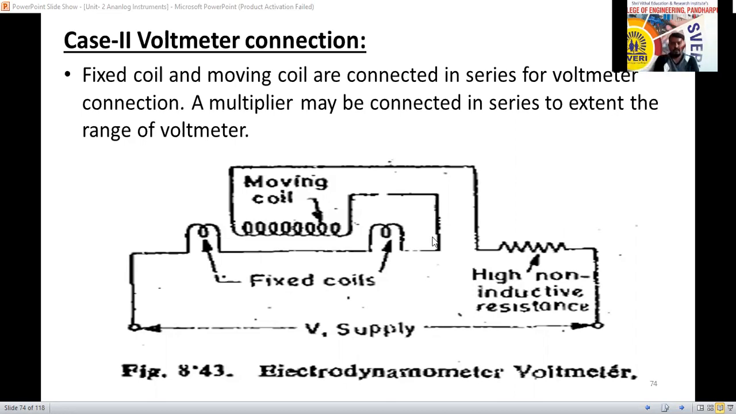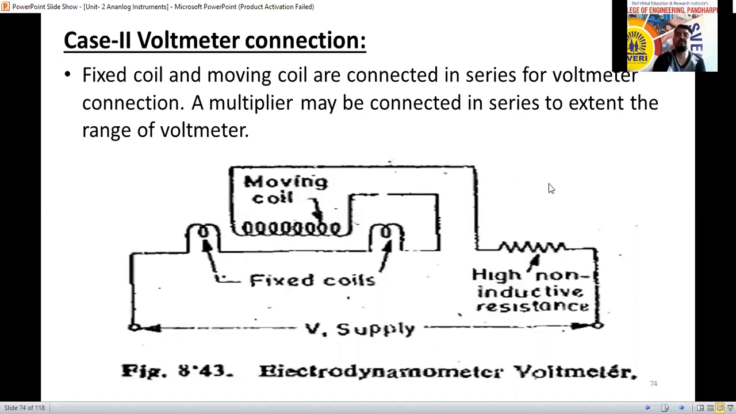Here, instead of a shunt, we have connected a multiplier in series with both the coils. One high resistance is connected to extend the range of the voltmeter. Fixed coil and moving coil are connected in series for the voltmeter connection, and a multiplier may be connected in series to extend the range of the voltmeter.